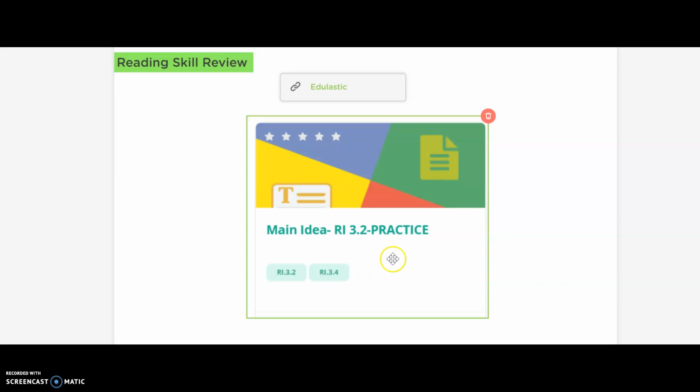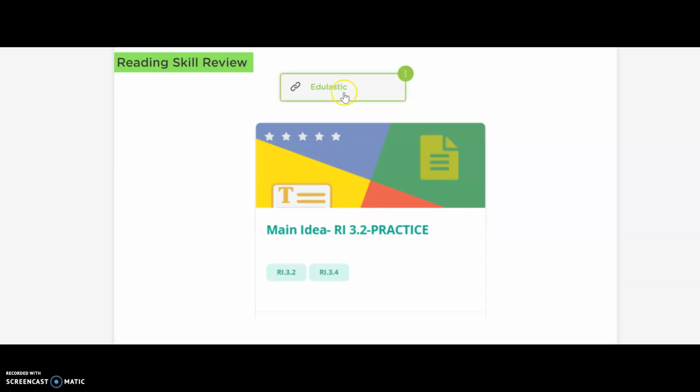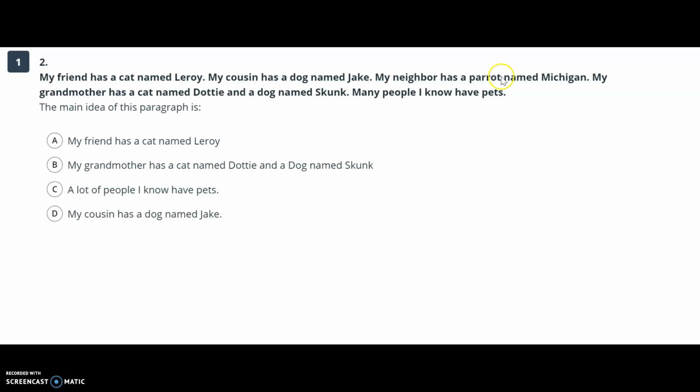Now, we will be going on Edulastic and working on main idea RI 3.2 practice. You can try the link. If that does not work, though, go to your Edulastic and open up this assignment. We're going to be going along together in it, so make sure you have a split screen so you can watch the video and do the assignment at the same time. Let's go ahead and begin.